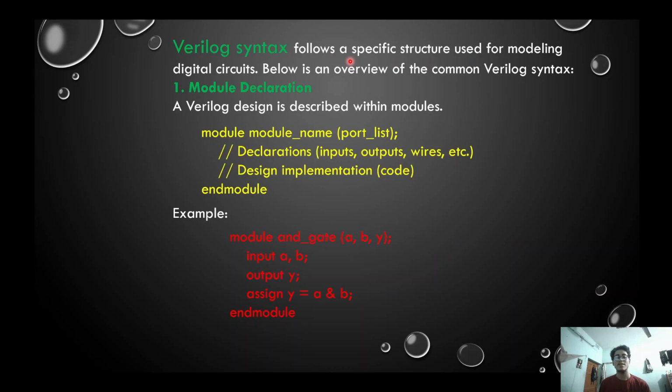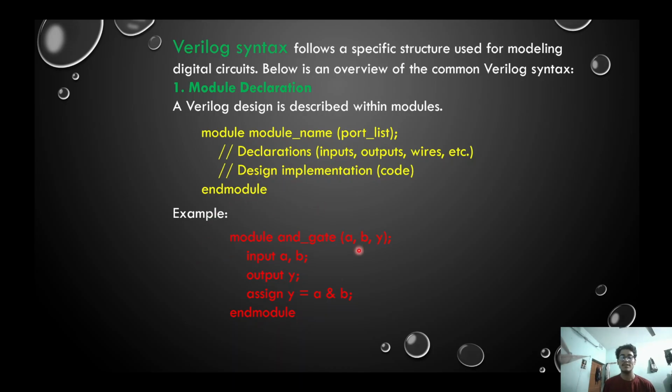The first Verilog syntax is module declaration. A Verilog design or a Verilog code is described within a module. A Verilog code starts with the keyword module and ends with the keyword endmodule. The syntax is like this: module, then module name, then port list within parentheses, then semicolon, then port declaration, then parallel statement, then endmodule.